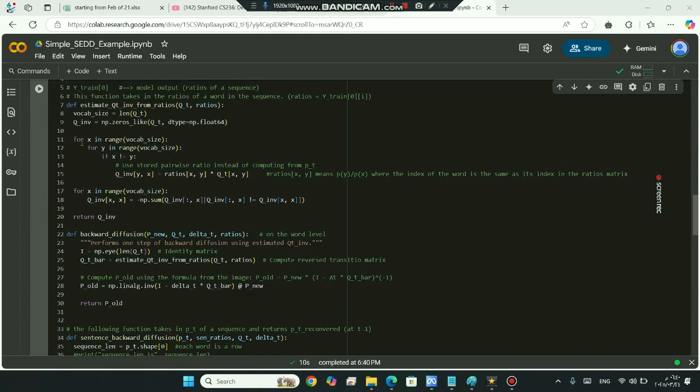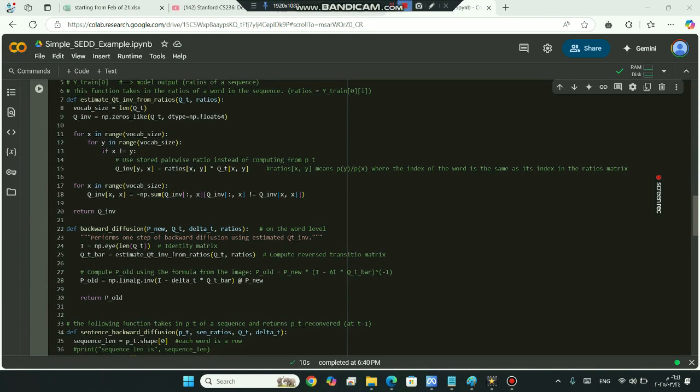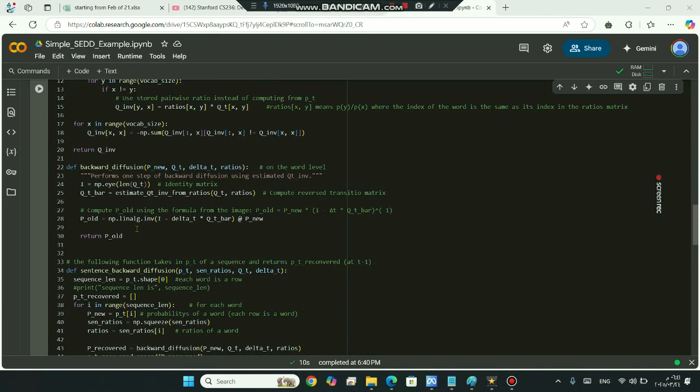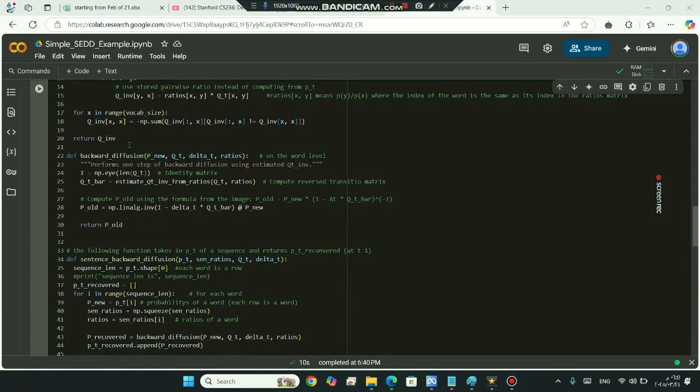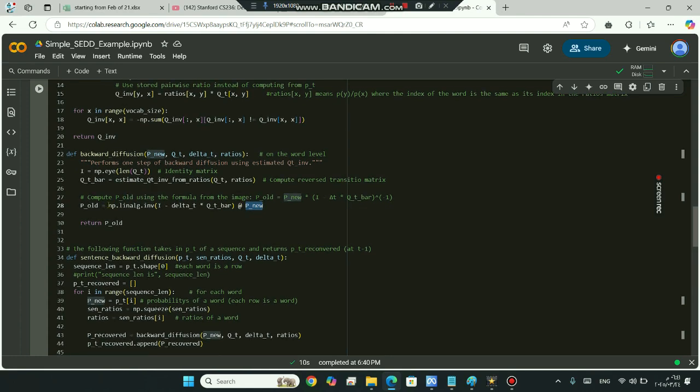All right, now this function over here will construct the Q bar matrix, which is the inverse matrix used in the reverse diffusion process. And again, if you remember back in the videos, I have explained the backward diffusion equation, where we construct the PT using the PT plus 1, because right now we're getting back from the noisy into the original. And this is the equation that I have explained and derived in the previous videos.